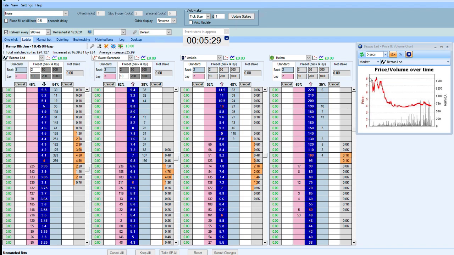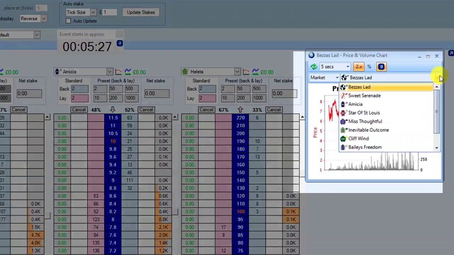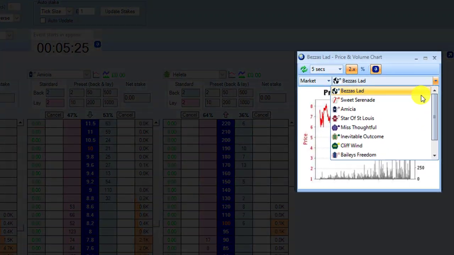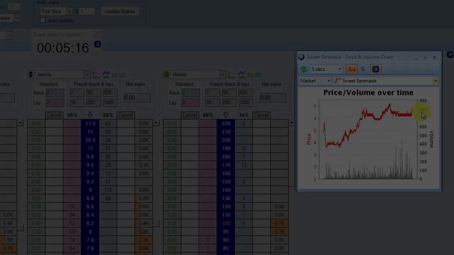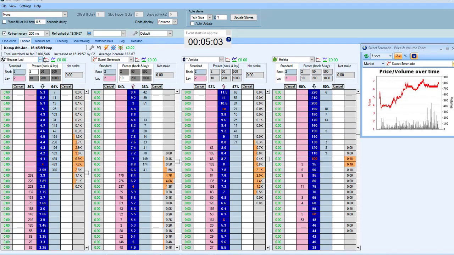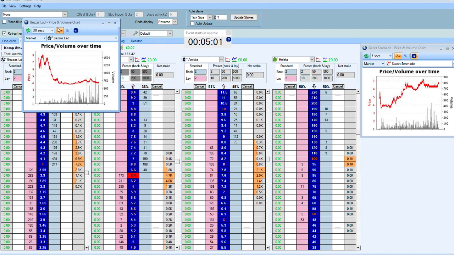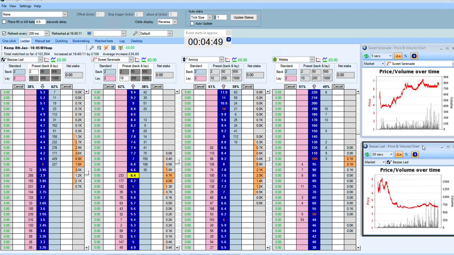But if you click on this drop down box here, you can see the chart on second favourite, Sweet Serenade. So just move down and click on that. Can you see they don't like this one? The price is just heading out and out and out on this particular market. So click back on Bezos Lad then, and then drag and put that down underneath this one. This event will start in 5 minutes.